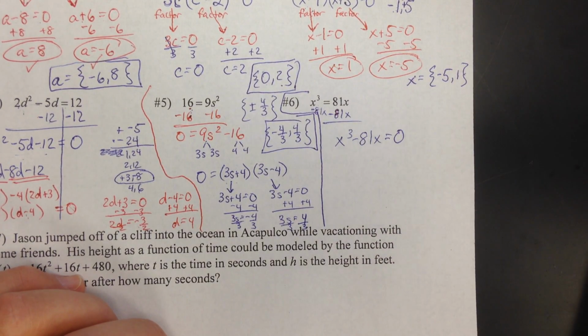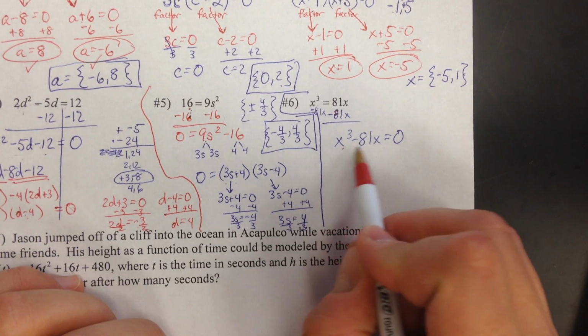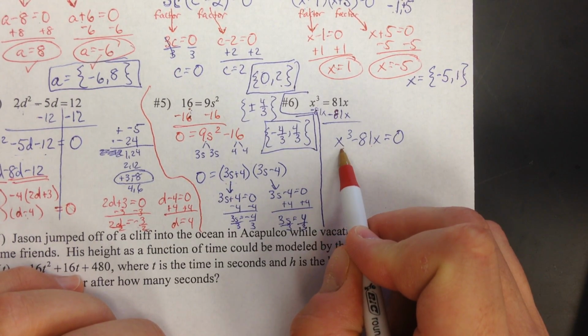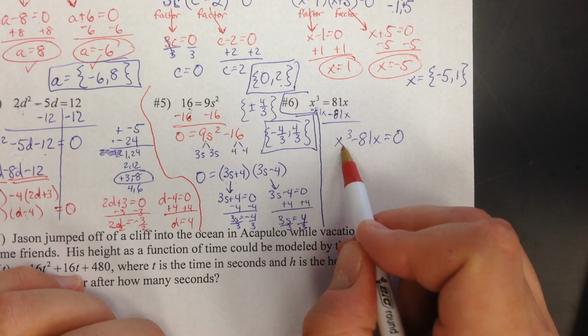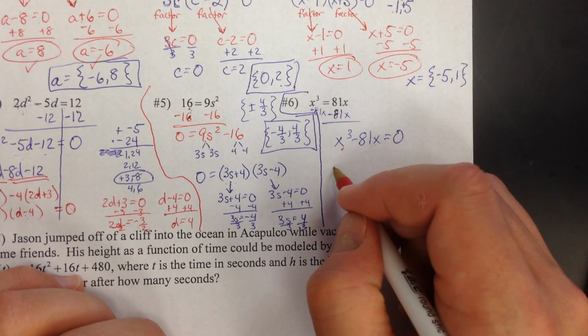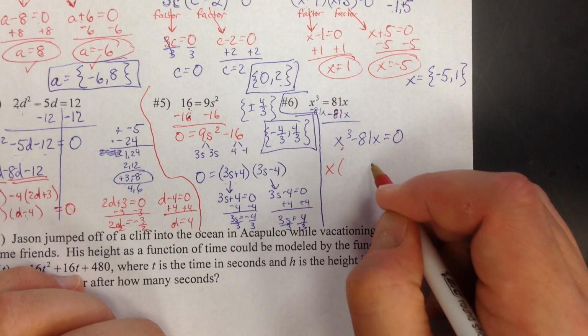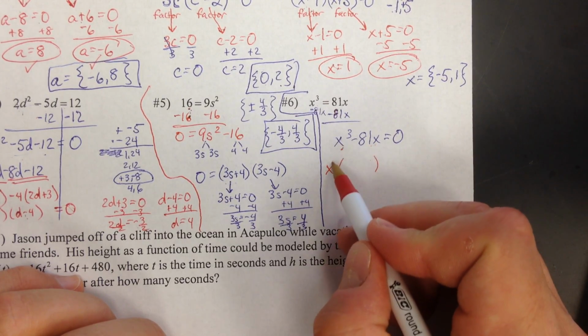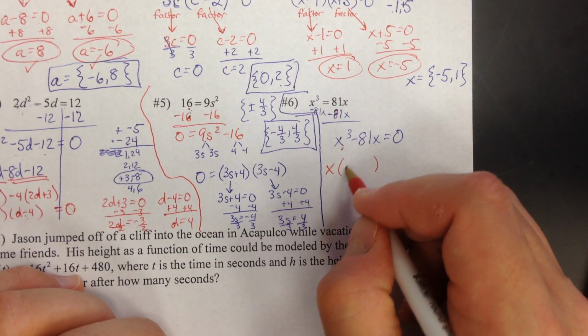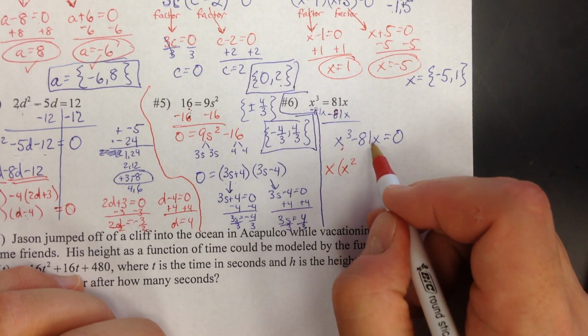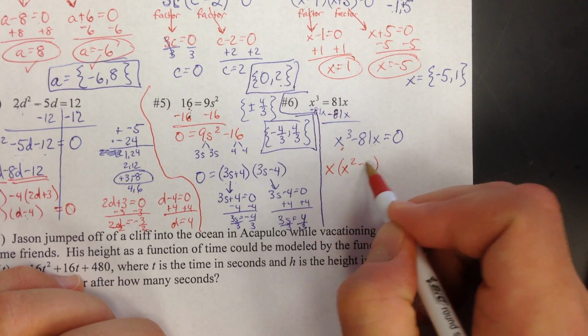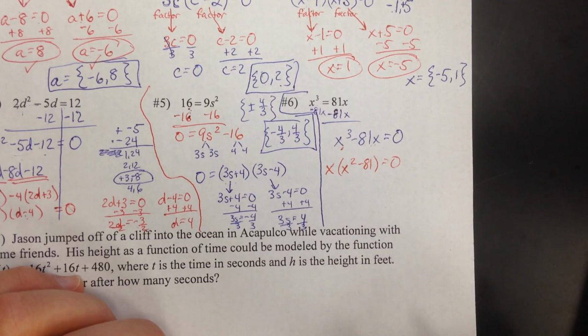When you're factoring, don't forget the first type of factoring to look at is a greatest common factor. Notice that both of these terms have an x. So I'm going to factor an x out. Now if you divide out an x from x to the third, that leaves you x squared. And if you divide an x out of this, you get minus 81 equals 0.